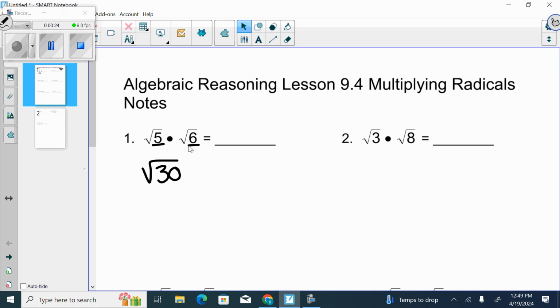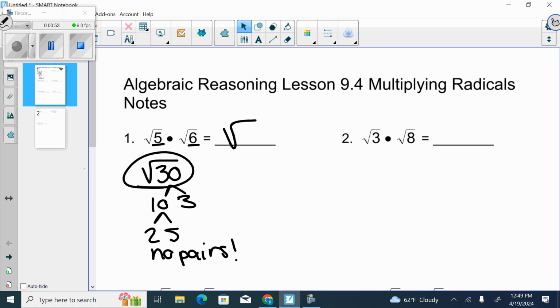If it's possible, we then simplify it. So when I say simplify, that's when we branch it out and see if we can find any pairs. 10 and 3, okay. 2 and 5. Did that make any pairs? Oh, sorry, that should be a 3. I'm sorry, I miswrote. Thank you. No. So no pairs. Okay, so no pairs. So since there's no pairs, that means I can't simplify it. This is it. It's just square root of 30.